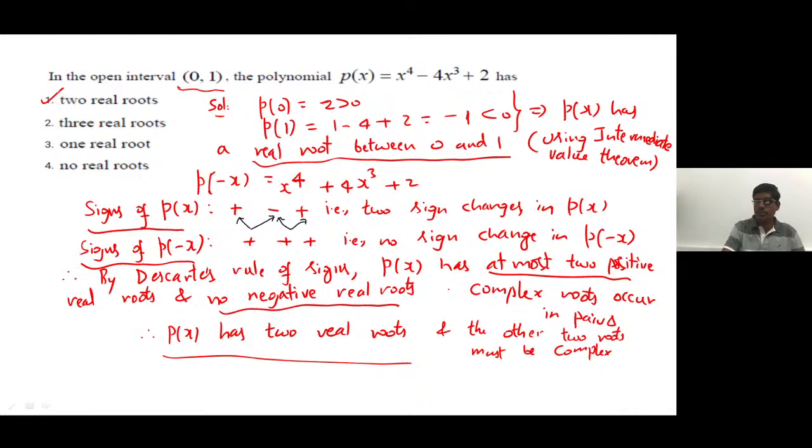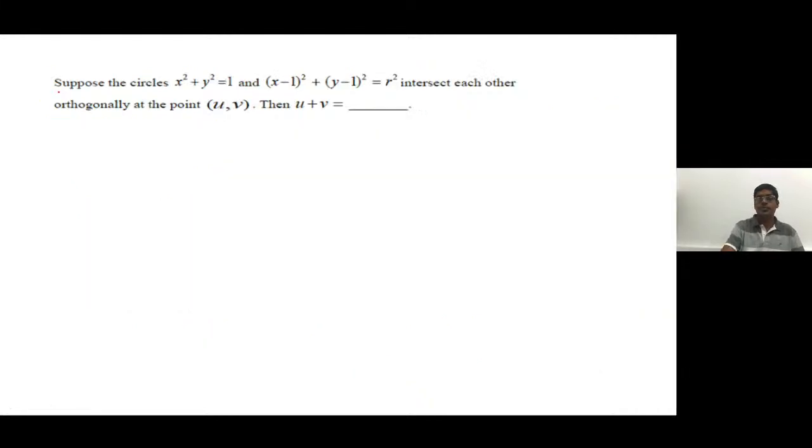Now the next question. Suppose the circles x square plus y square is equal to 1 and x minus 1 whole square plus y minus 1 whole square is equal to r square intersect each other orthogonally at the point u comma v, then u plus v is equal to. So this is the main condition. Two curves intersect orthogonally. This is related to the partial differentiation calculus topic.